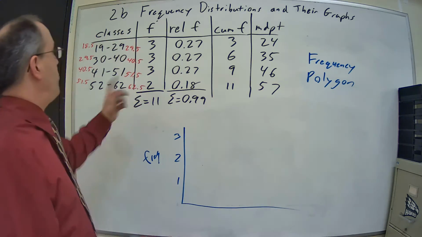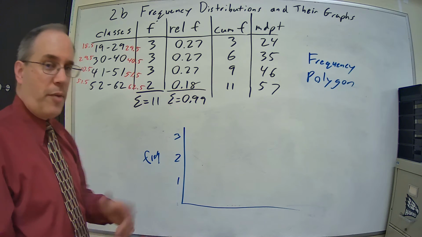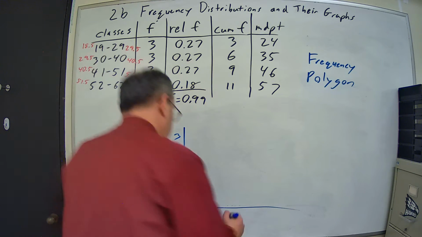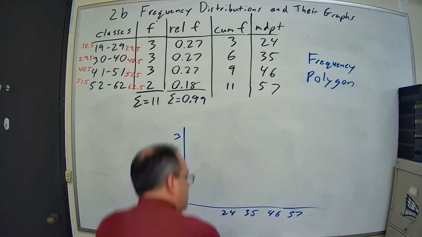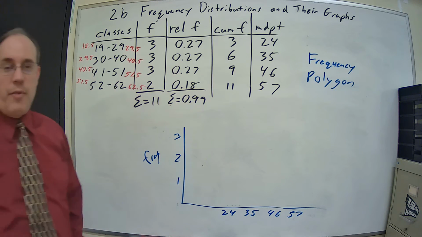So I'm going to put the midpoints on the x-axis, but I'm going to give myself a little space before I do that. So I'm going to go 24, 35, 46, 57. So now I have my midpoints on my x-axis.